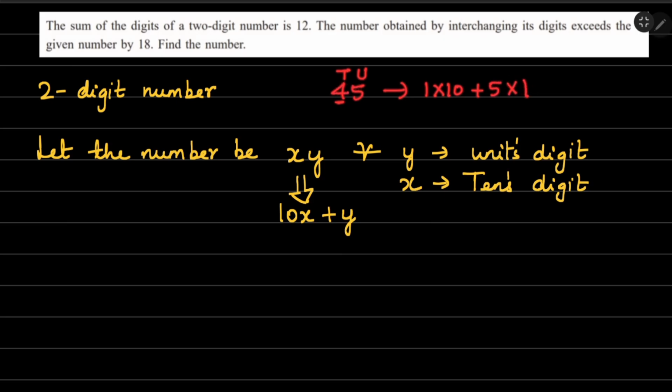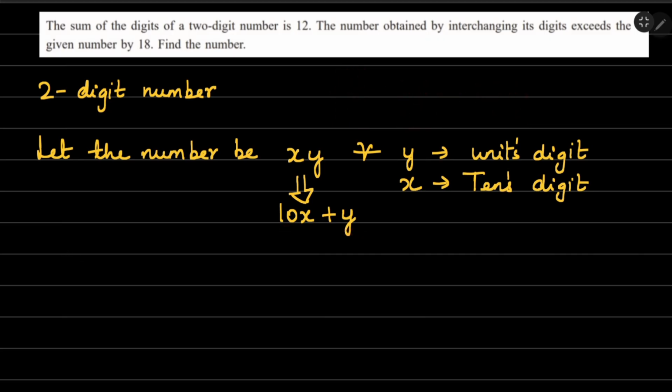If it was 45, what would I write? 4 into 10 plus 5 into 1. Similarly, for xy, I can write it as x times 10 plus y times 1. This is what I have written as 10x plus y. So this is our original number.